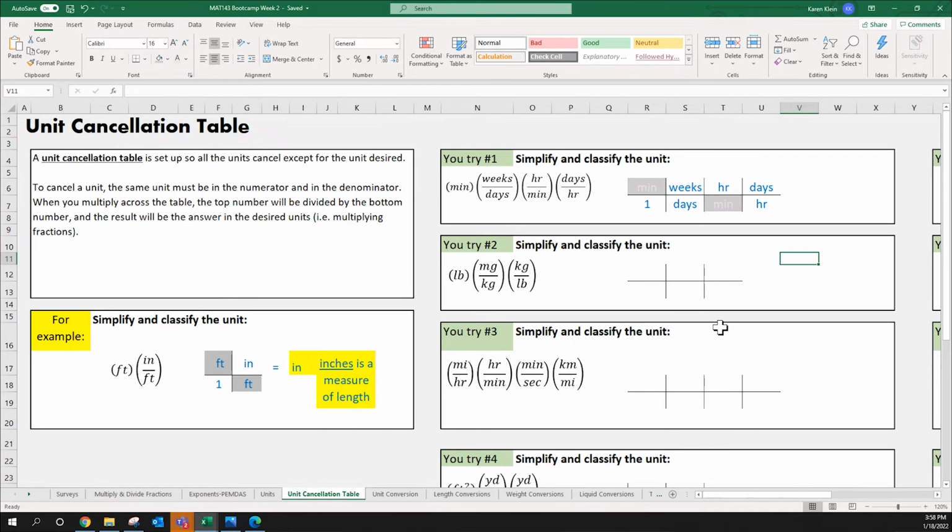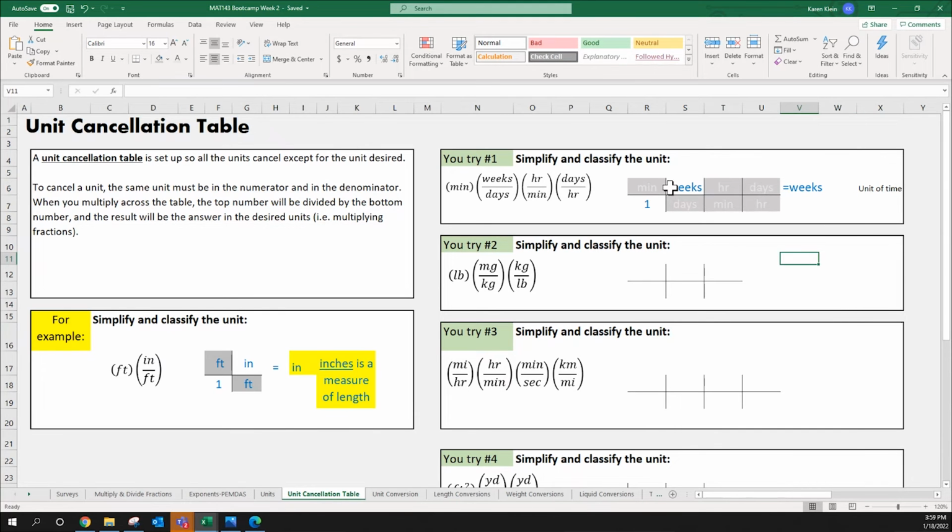So they're gone. I also have days. They match up. So days are gone. I also have hours. They match up. So my hours are gone. So that is going to leave me with one unit, and that unit is called weeks. Now, weeks is a unit of time.